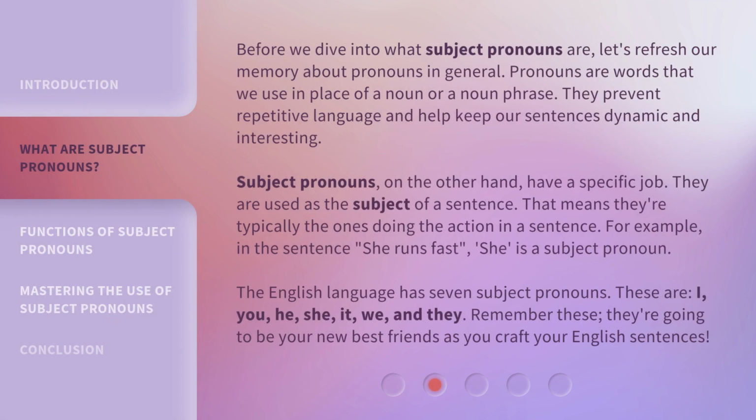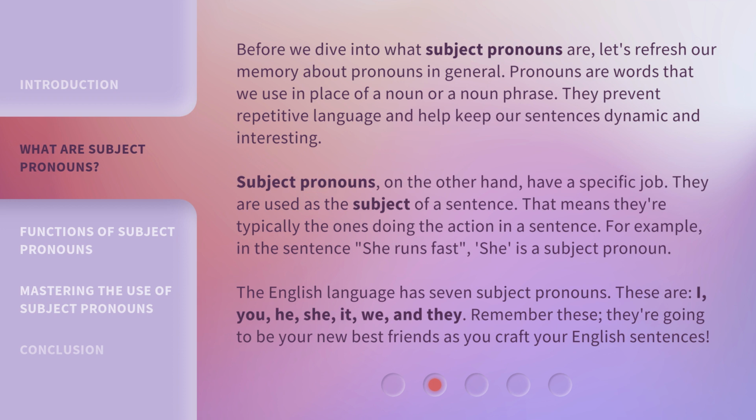Before we dive into what subject pronouns are, let's refresh our memory about pronouns in general. Pronouns are words that we use in place of a noun or a noun phrase. They prevent repetitive language and help keep our sentences dynamic and interesting. Subject pronouns, on the other hand, have a specific job. They are used as the subject of a sentence. That means they're typically the ones doing the action in a sentence. For example, in the sentence, "She runs fast," she is a subject pronoun.